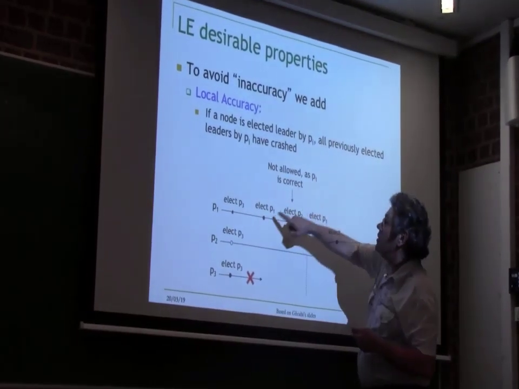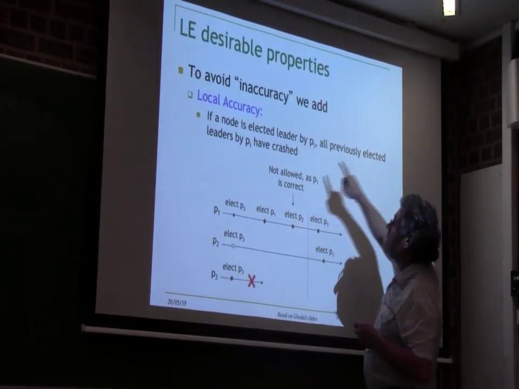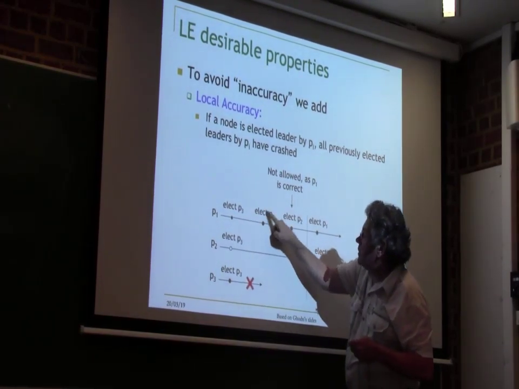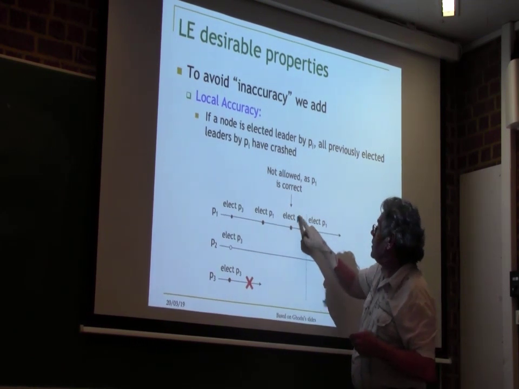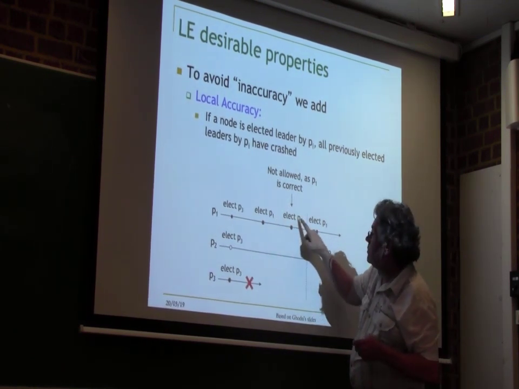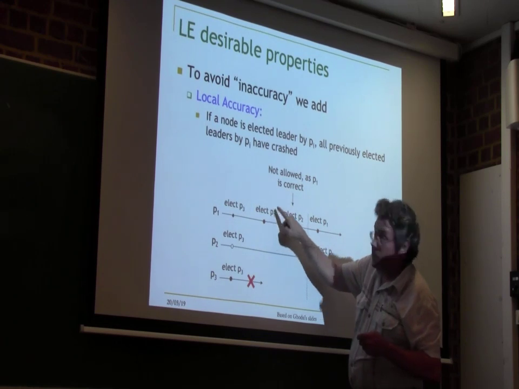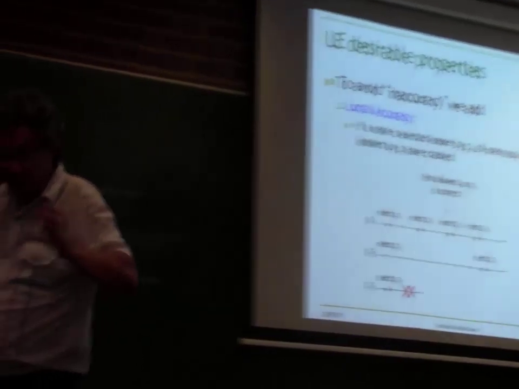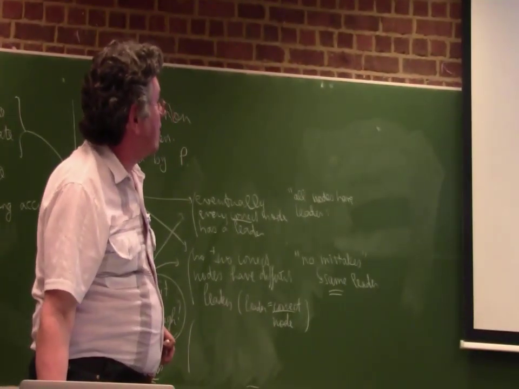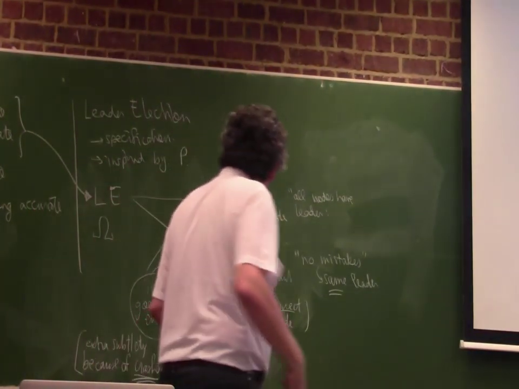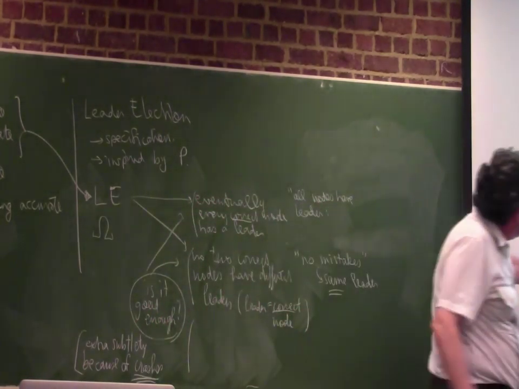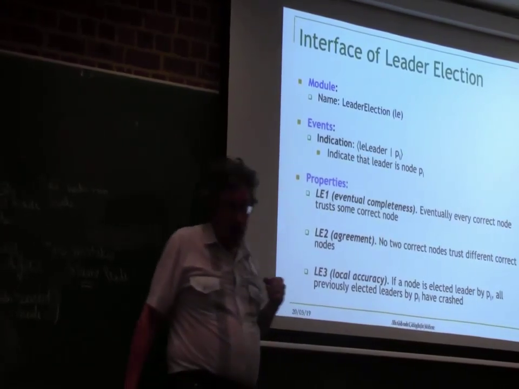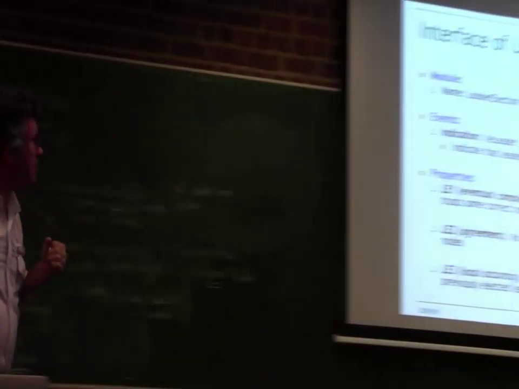If a node is elected leader, all previously elected leaders have crashed. That means if P1 is elected leader, I can only elect P2 if P1 crashes. It means I'm not allowed to change it if the previous one is still alive. Okay? That's reasonable. That means it's not going to be fluctuating. So this is a third condition that we add here. So this gives us 3 conditions. You see, we did it in 2 steps.